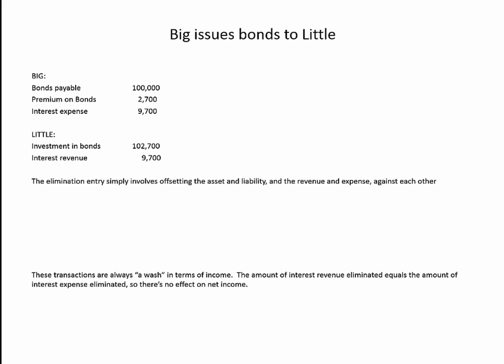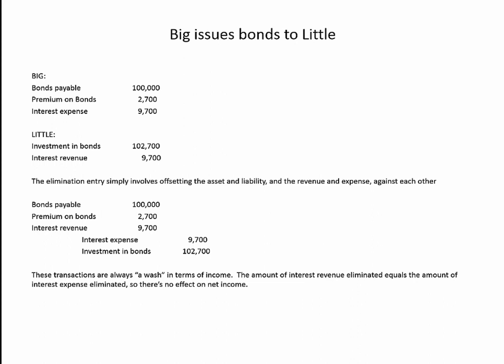The elimination entry simply involves offsetting the asset and liability and the revenue and expense against each other. So we'll go ahead and eliminate the bonds payable and the premium on bonds with a debit. And we'll eliminate the investment in bonds with a credit, so there we're offsetting the liability against the asset. And at the same time we offset the revenue against the expense.